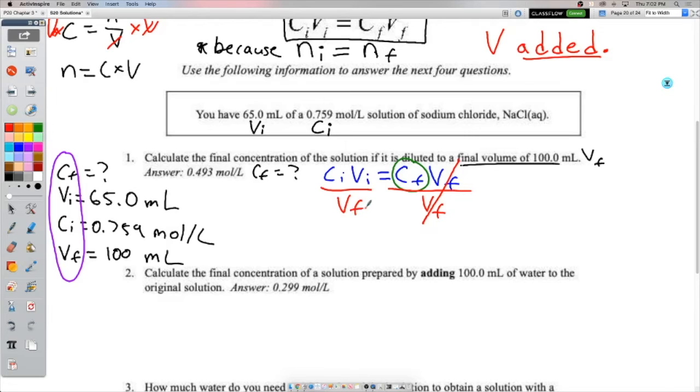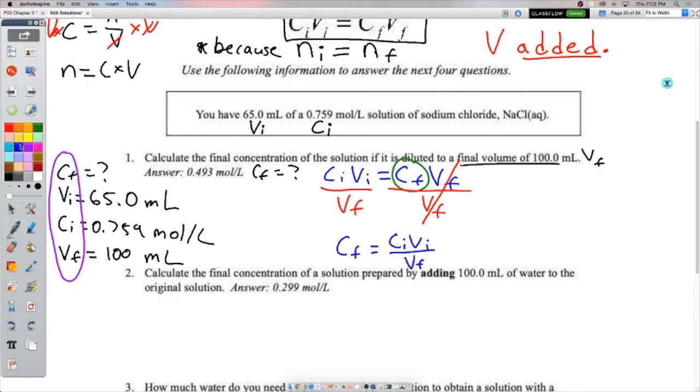Not too bad to manipulate, because look, we're already done. I'm just flipping the sides here, taking this side over to this side. CF equals CIVI over VF. And lo and behold, we're done. CF is by itself.